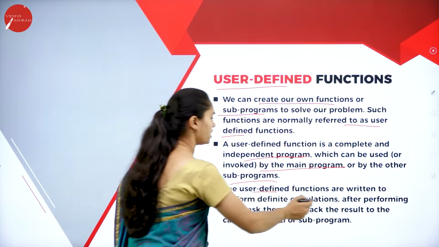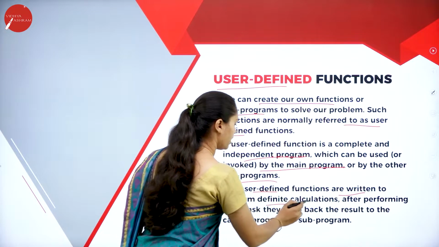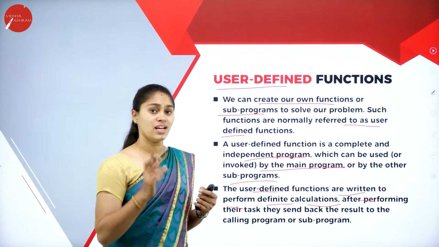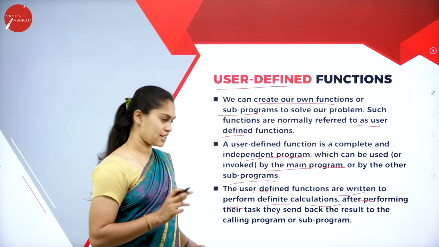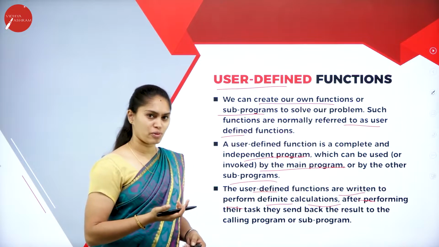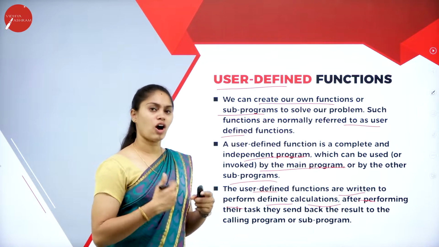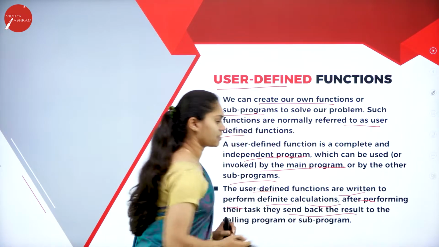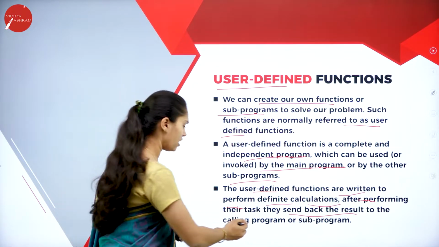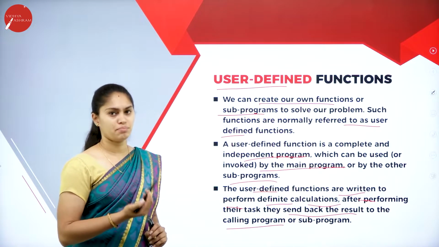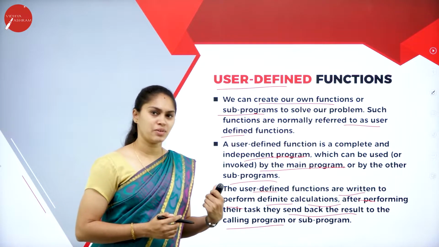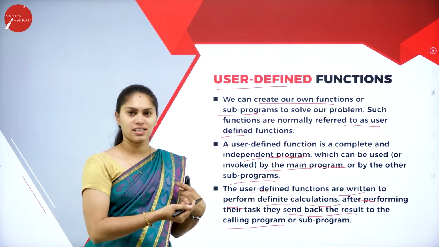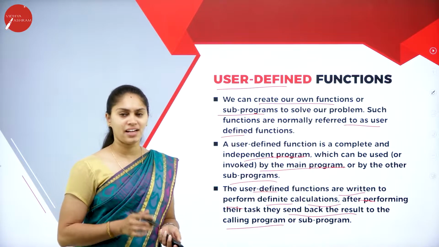So here, user-defined functions are written to perform definite calculations. We write the function in order to perform a particular task, that is, a definite calculation. After that calculation, it will send back the result. Where is it sending? It is sending to the calling program or sub-program. So if you are calling someone, they have to answer. I am getting the result back from the sub-program. That is what we are doing in the user-defined function.